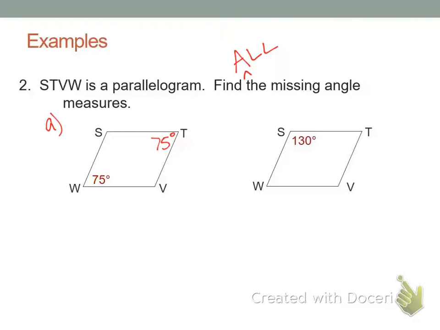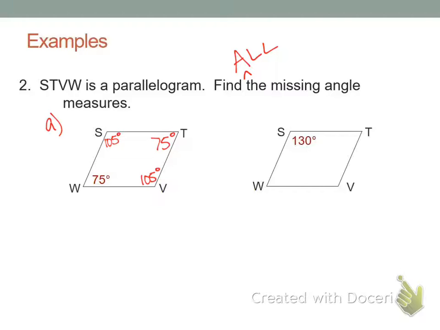How are we going to find S or V? Oh, so that brings up a good point. There are technically two ways we could find it. The property we talked about today is that consecutive angles are what? Supplementary, which means they add up to 180. So we could take 180 minus 75, and that would give us angle S. What would that be? 105 degrees. But we know that S and V have to be congruent, so it's also 105 degrees.